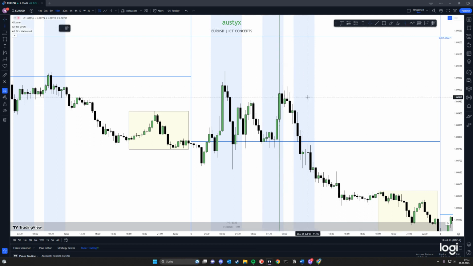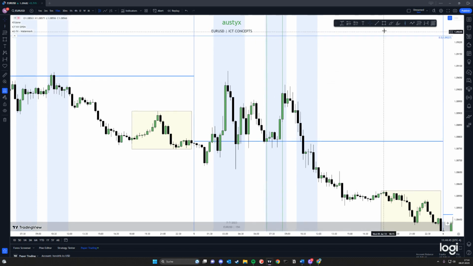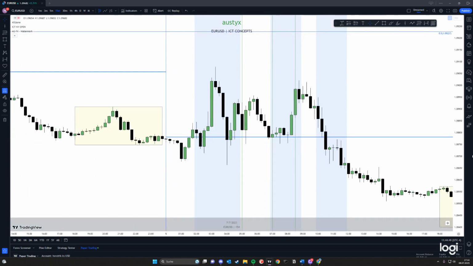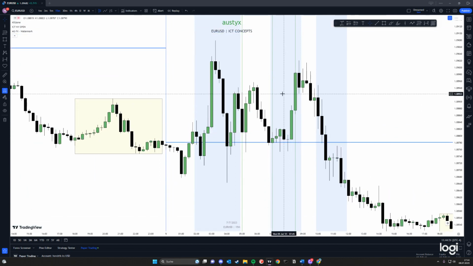What else is there? 8:30. Then you have 7 and 5, which are of significant importance. So between 8 and 8:30, there's a news rally.